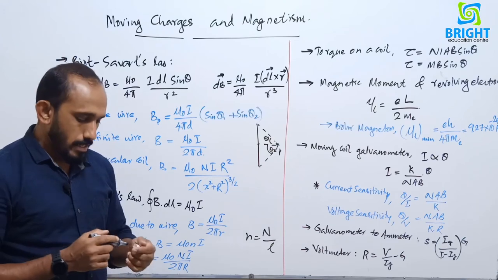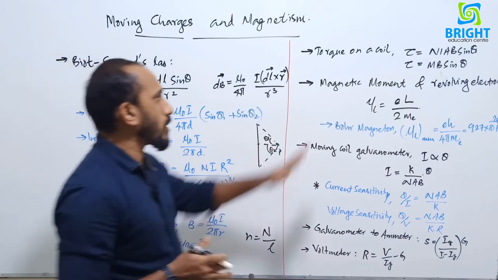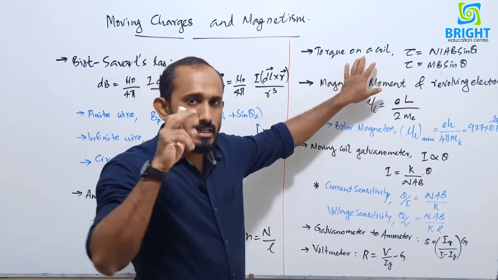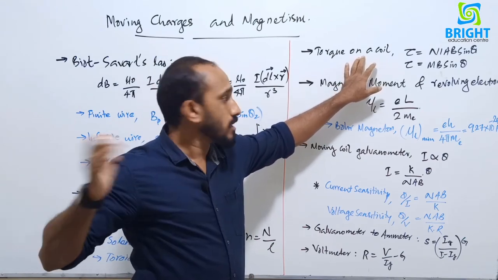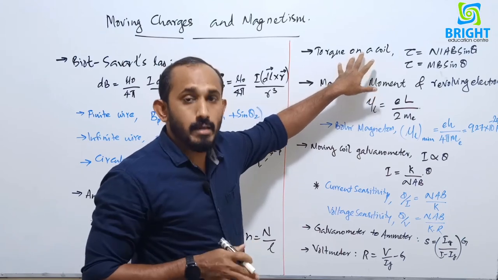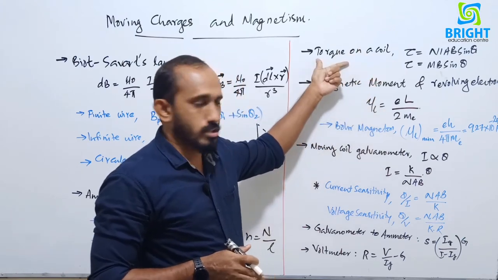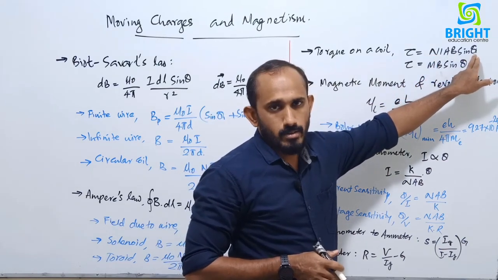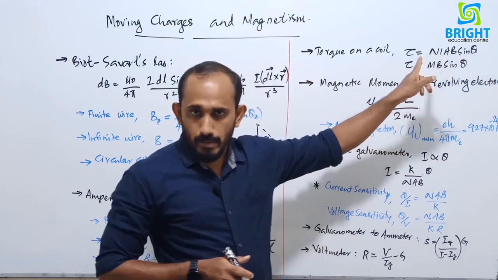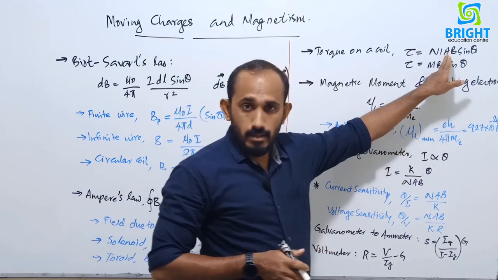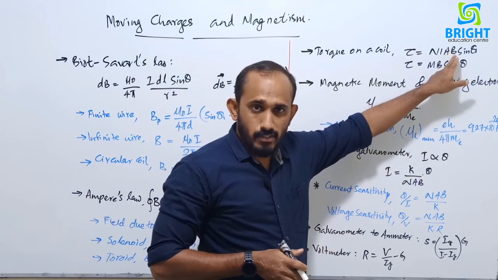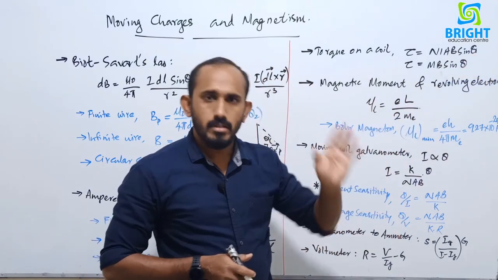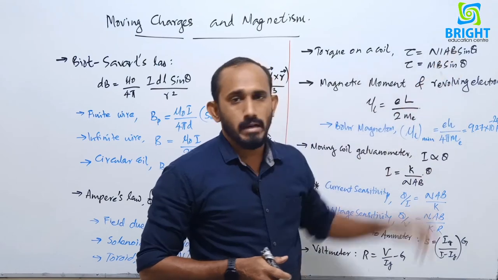Okay, now if we keep a current carrying coil in a magnetic field, like we kept an electric dipole in an external electric field, it will experience a torque. This torque is given by NIAB sine theta. N is the number of turns, I the current passing through it, A the area of the coil, B the magnetic field intensity, and theta is the angle between the plane of the coil, I mean this area vector A, and the magnetic field intensity B.